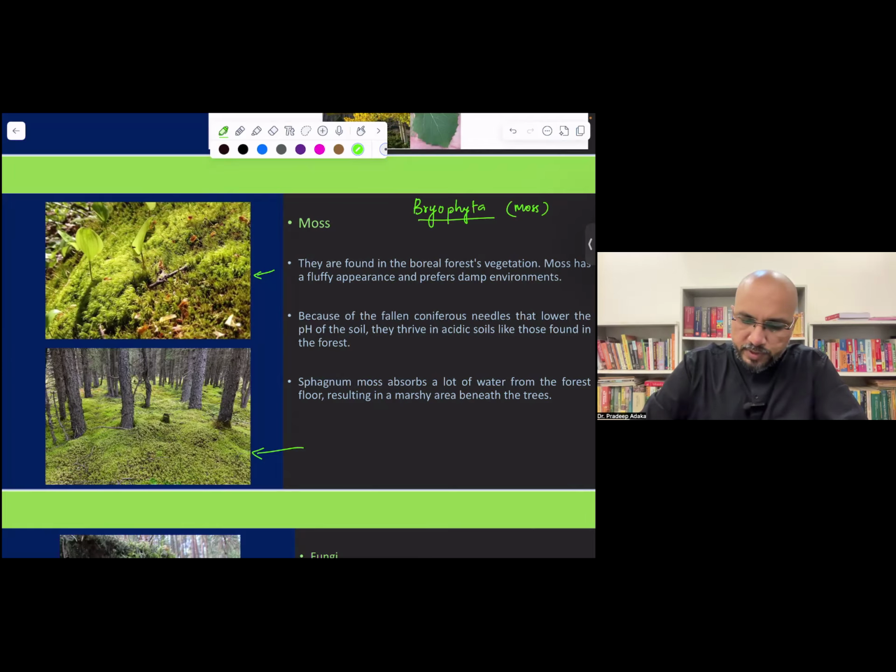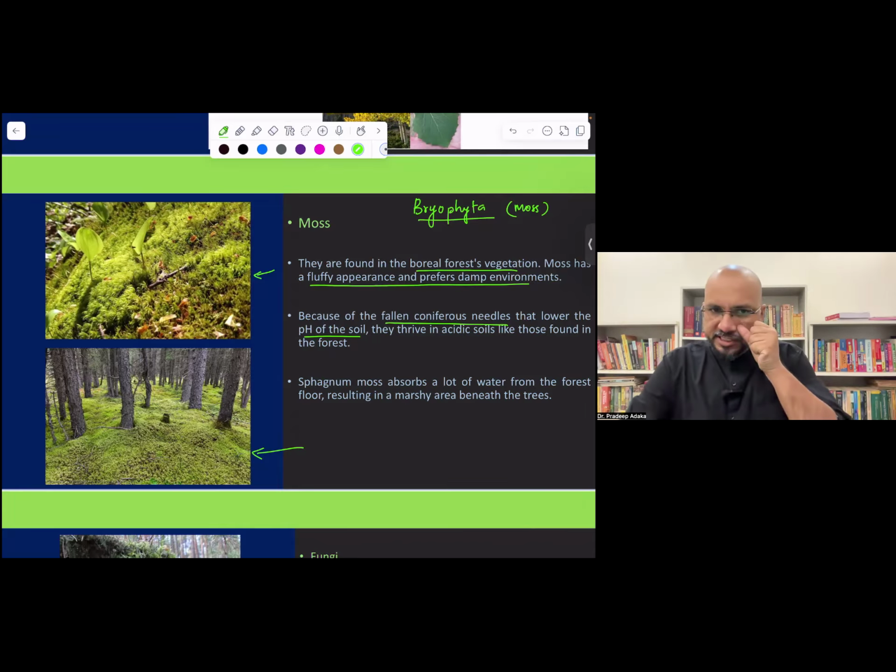They are found in boreal forest vegetation. Moss has a fluffy appearance and prefers damp environments, that means a moist environment. Because of the fallen conifer needles, the decomposition rate of the organic matter is very low. The leaves are needle like, so they do not shed regularly, but once in 2 to 3 years they will shed.